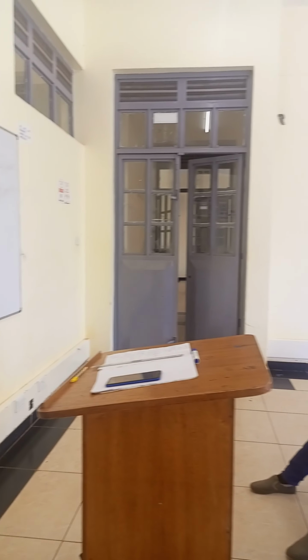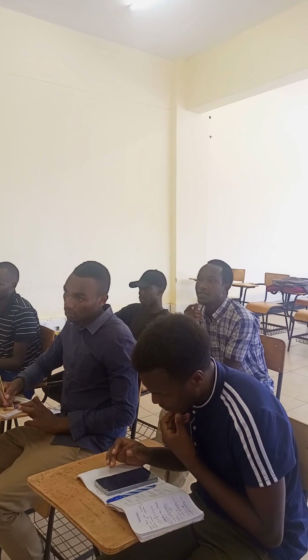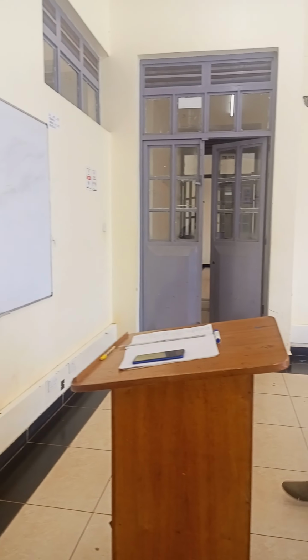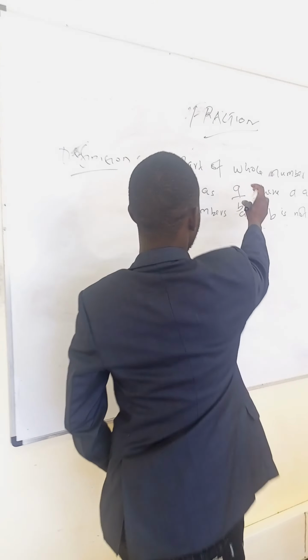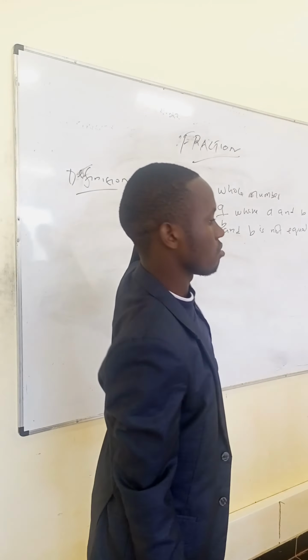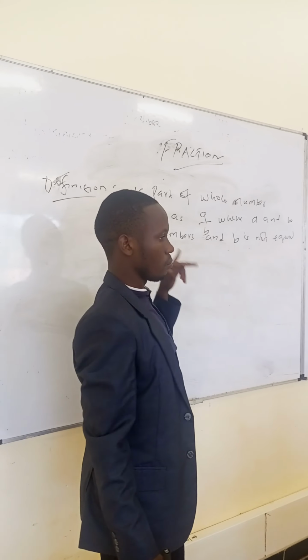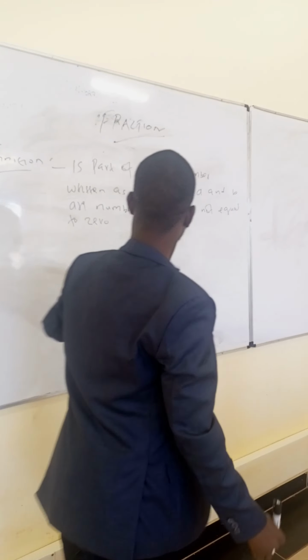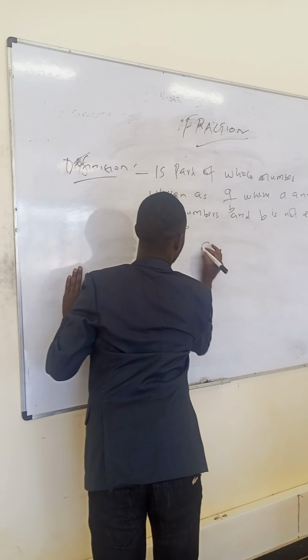Why is B not equal to 0? When we say B is not equal to 0, why? Any number divided by 0 will be undefined. So now we have said fraction is part of a whole number written in the form of A over B, where B is not equal to 0.